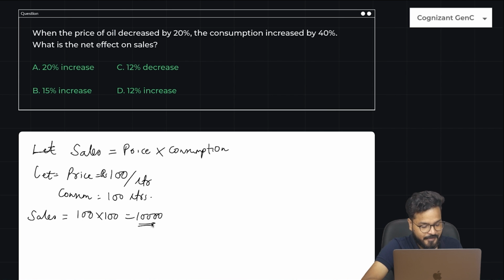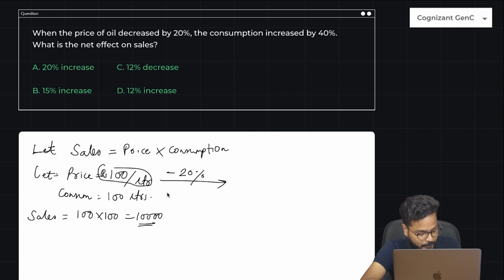Yes. What they are saying is, when the price of the oil decreased by 20 percent, so there is another formula for this, but I don't want to go through that because that makes another hurdle for you to remember the formula. It's pretty simple and you don't actually need a formula to solve this. Because I have assumed the price to be 100, and if the price of the oil decreased by 20%, what would be the price? 80 per liter.